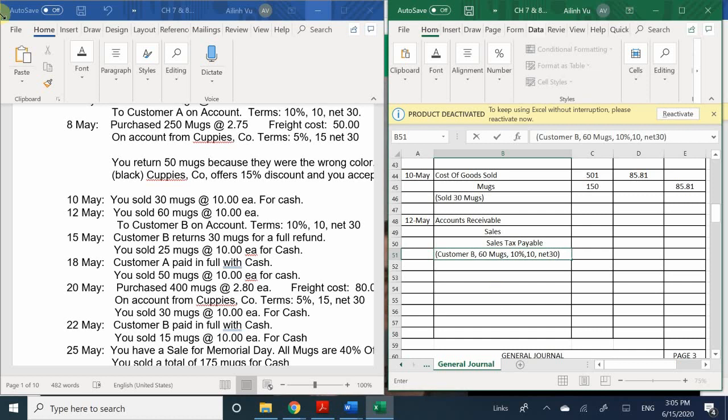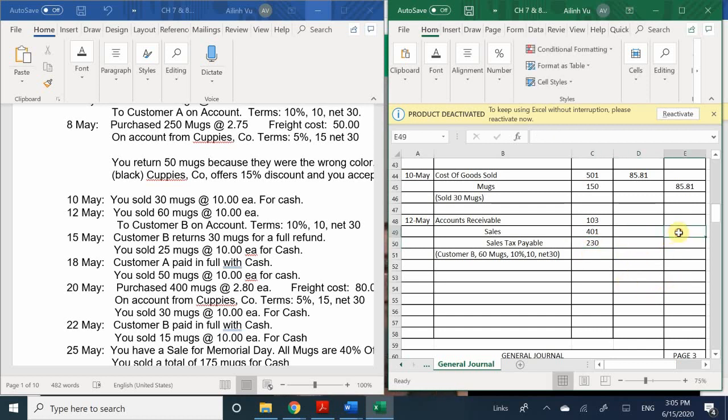All right. And my accounts here, so accounts receivable is that 103. 103. Sales should be 401. And my sales tax is 230. 230. Good. Okay.